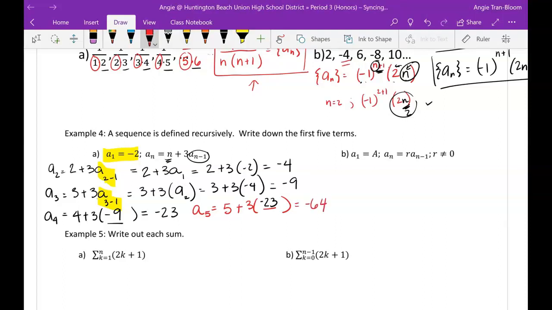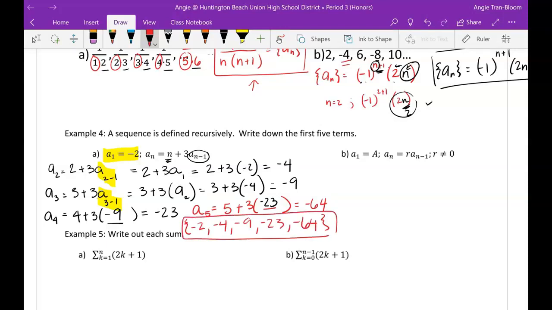So the 5 terms are, you can do it as a set, you don't have to. I'm not going to be super picky whether you do it as a set or not, okay, as long as you have all the correct numbers. All right, and that is a box.